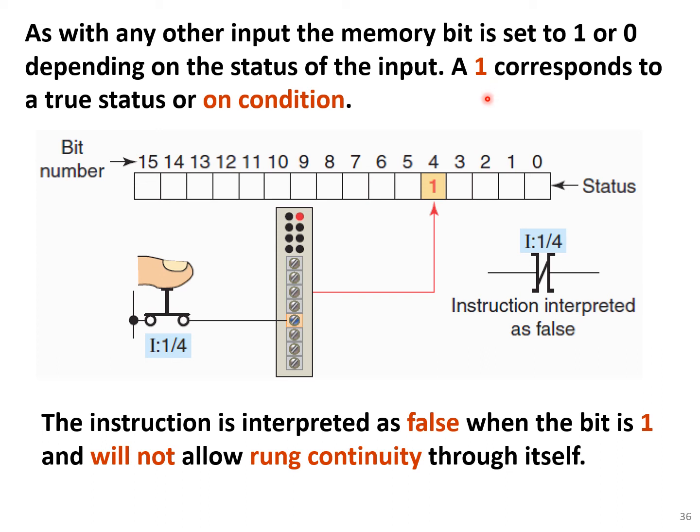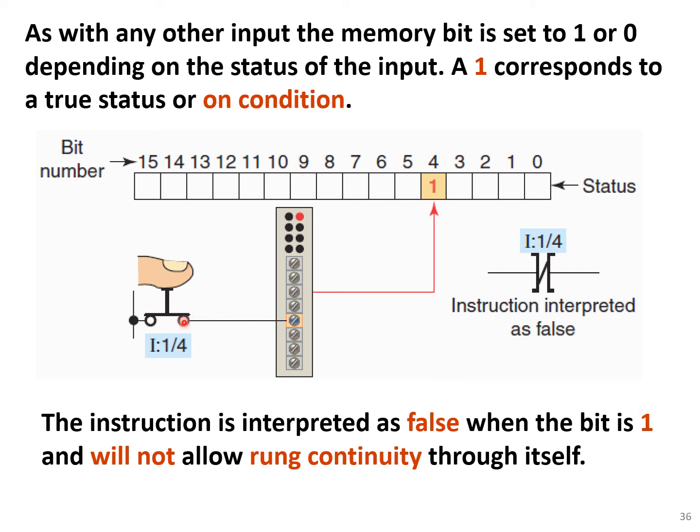Okay, so if this one is true, then we have 1. Regardless of the type of contact, XIC or XIO, if it's true, the status is 1. But what is exactly the real condition or status of the switch or the input? Yes. The instruction is interpreted as false when the bit is 1.